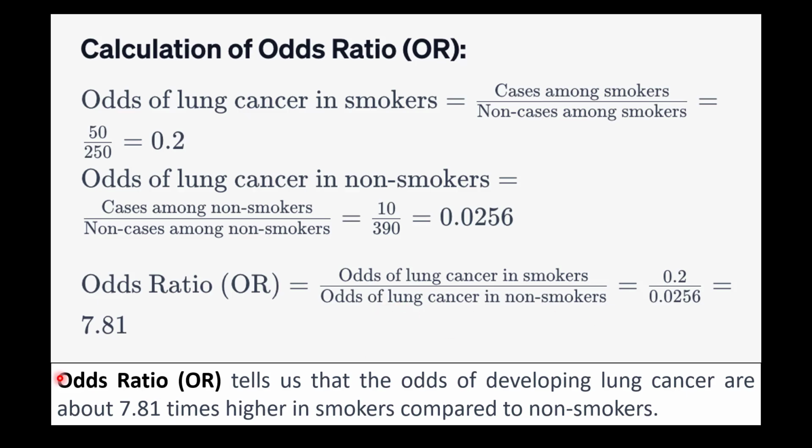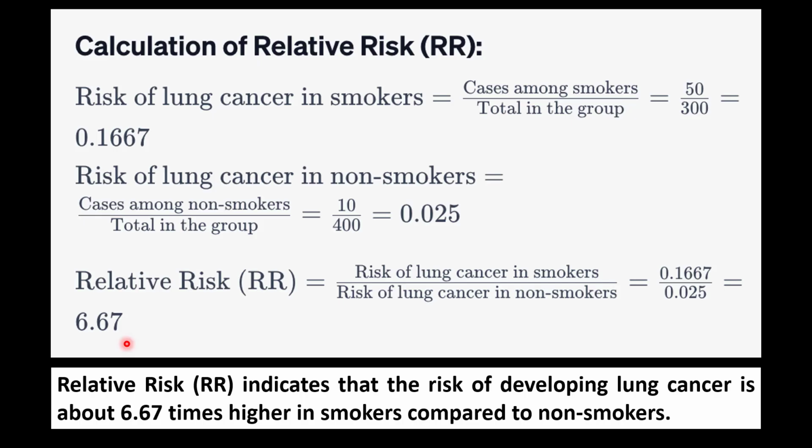So the odds ratio is the odds of lung cancer in smokers divided by odds of lung cancer in non-smokers. If it is 7.8, the interpretation is that the odds of developing lung cancer are about 7.8 times higher in smokers compared to non-smokers. It will become clearer if I compare it in terms of relative risk.